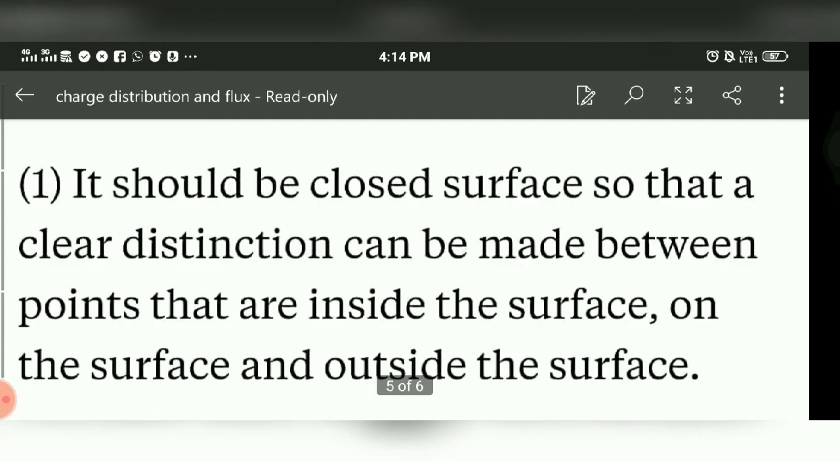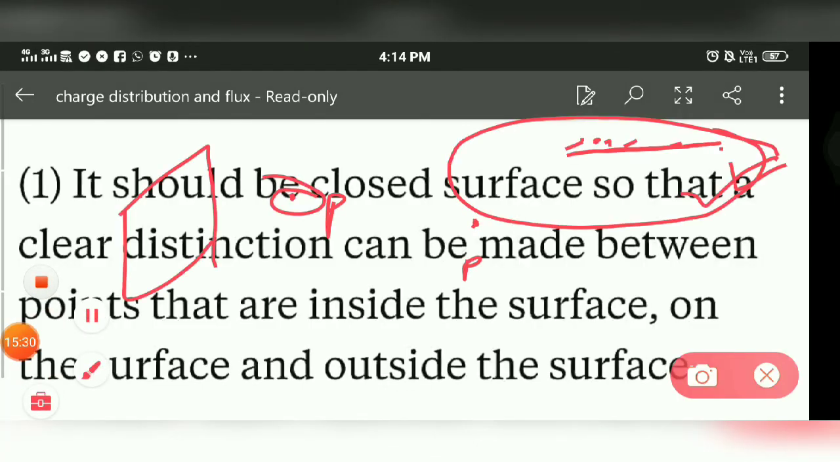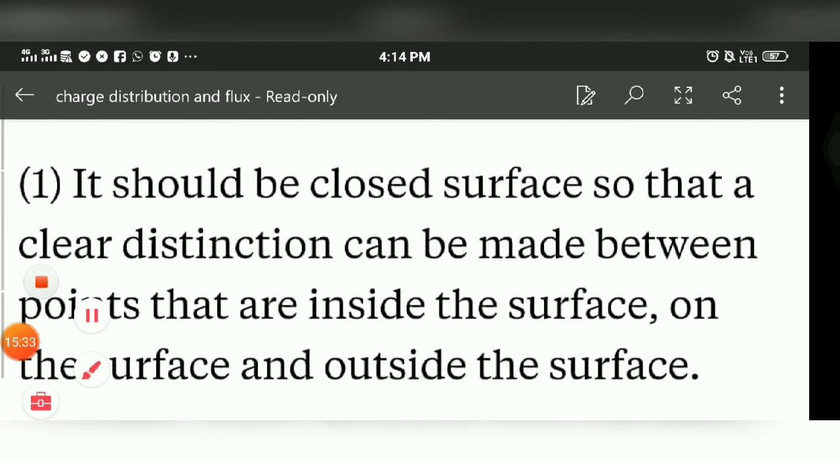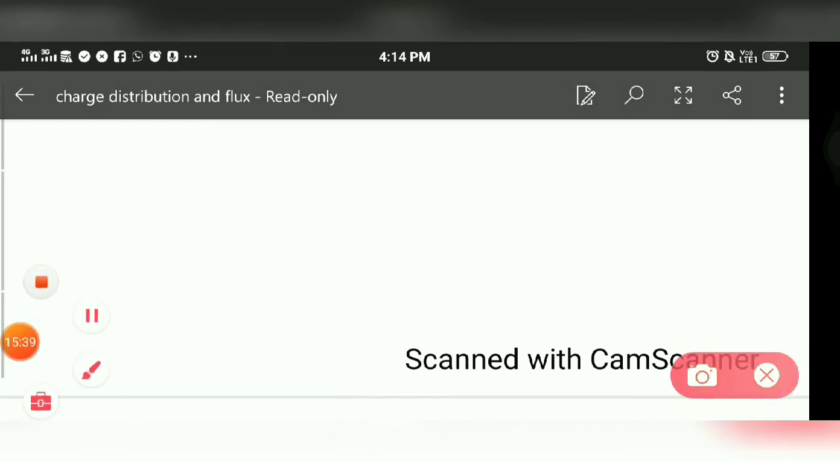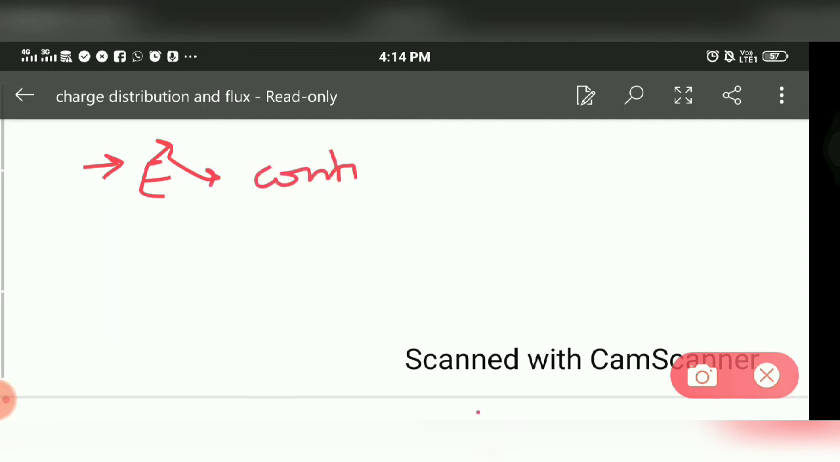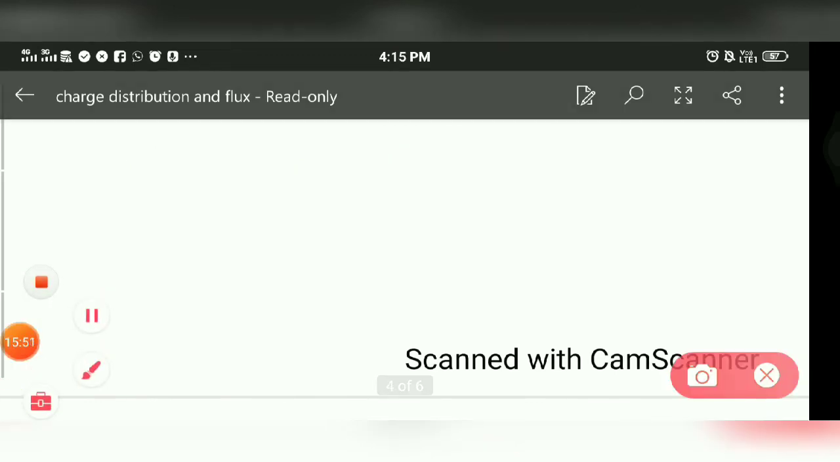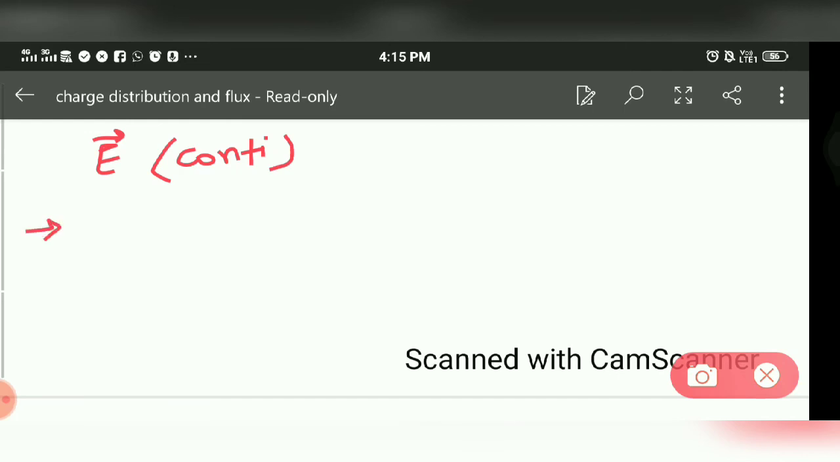Now what do we have to do for that? First of all, for a system to be Gaussian means we have to choose a Gaussian surface to apply Gauss theorem. So to apply Gauss theorem, if we want to find electric field for a continuous system, we know we can find it by using Gauss theorem or Gauss law. But how? First step, you have to choose a Gaussian surface.